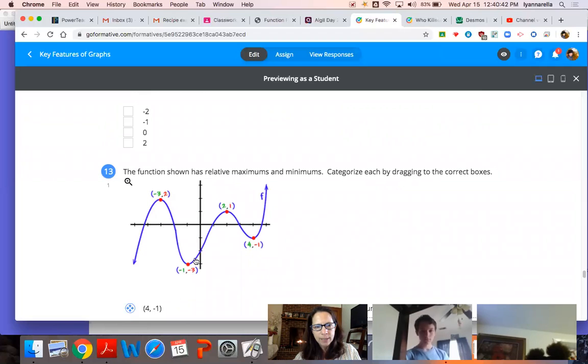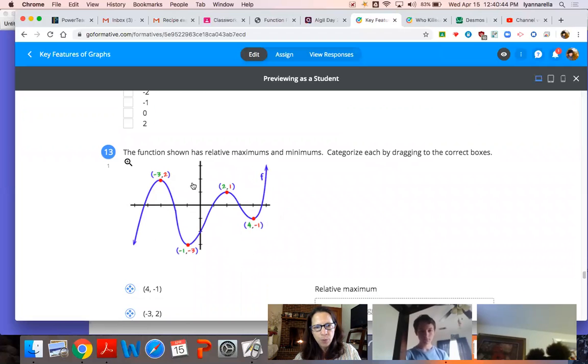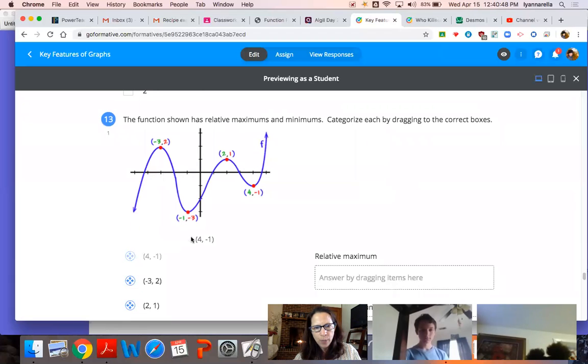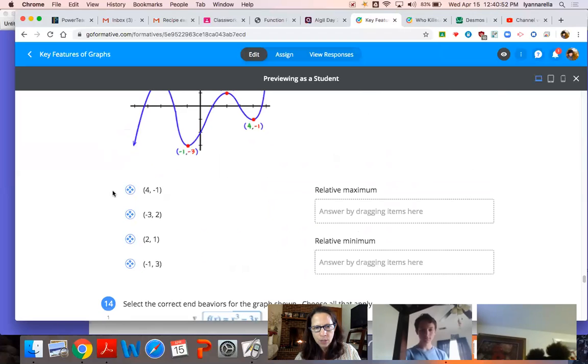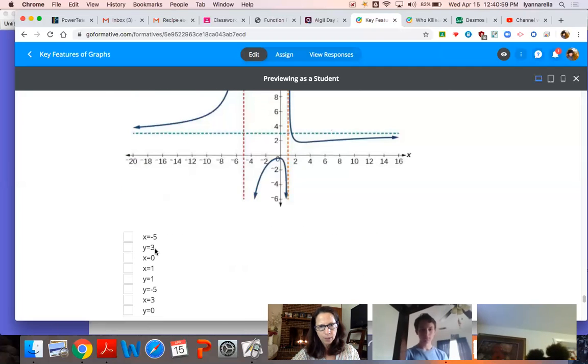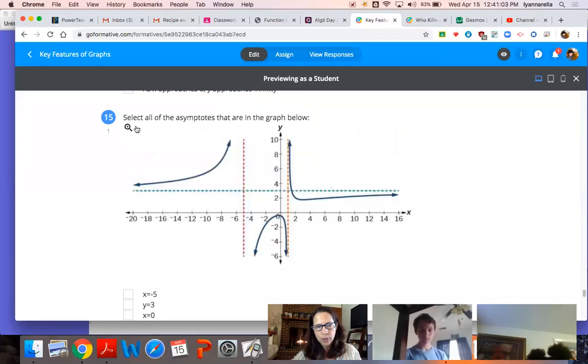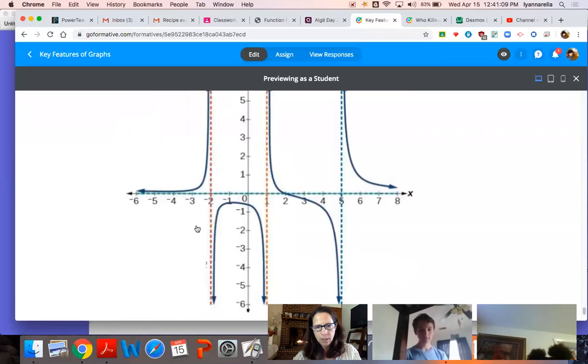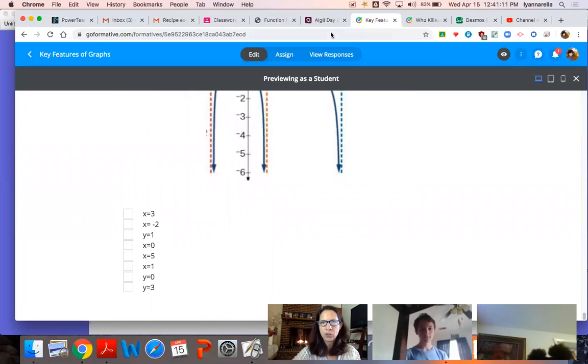And then this one is another one of those sorts. So you have maxes and mins, and you know these points are either a max or a min. So you drag the point to whether it's a max box or whether it's a min box. And you just let it go in one of these. And then if you don't want it there, you click it off. And then the last two are asymptote questions. So you have to select all that apply. If you just get one, then you won't get it right. So select every one of the asymptotes. And that's it. So that's your formative.